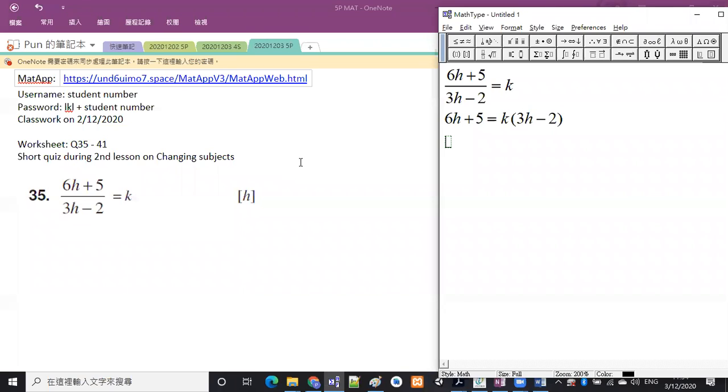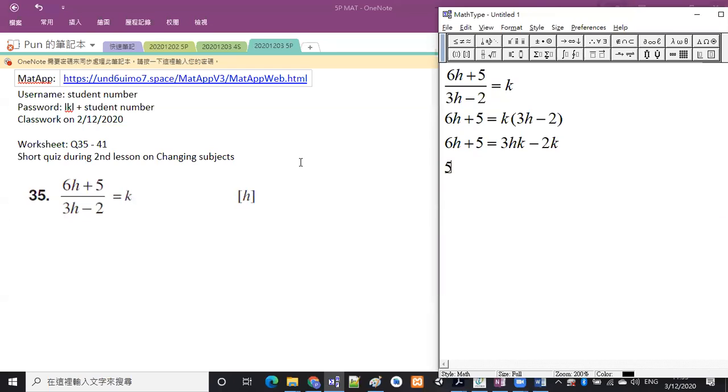Okay, and then we will remove the brackets. 6h plus 5 is no change. And then we will multiply the k to 3h and multiply the k to minus 2. So we have 3hk minus 2k. Because the question wants us to change the subject to be h, so I need to group all the terms with h on one side and group all the terms with no h on the other side. Okay, and I need to keep as little subtract sign as possible. Okay, as little negative sign as possible.